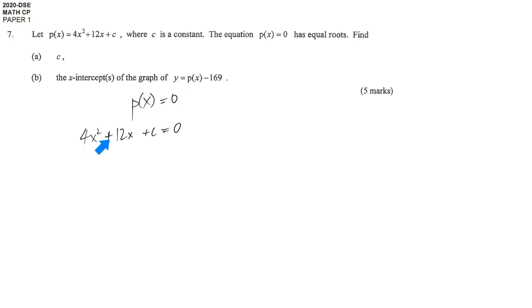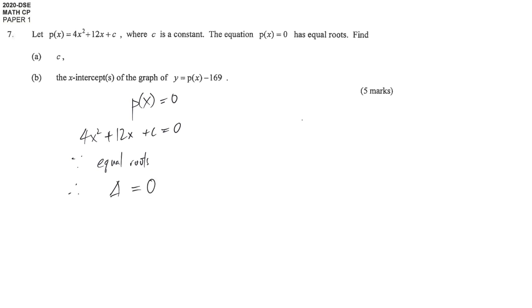For a quadratic equation, we have equal roots. So since we know there are equal roots, therefore the discriminant, which is the indicator to show you whether there are two different real roots, one equal root, or we don't have any real roots. So in this case, for equal roots, we have delta, the indicator, equal to 0.